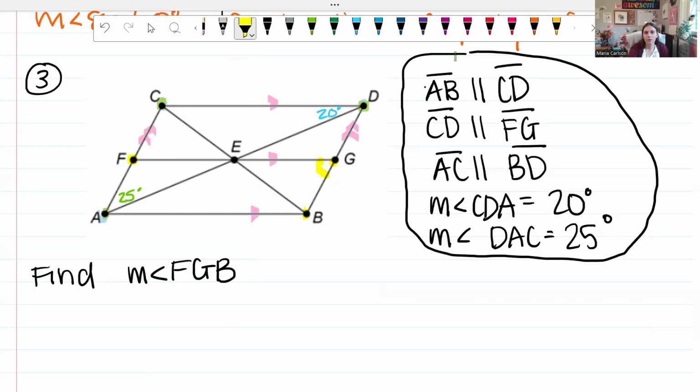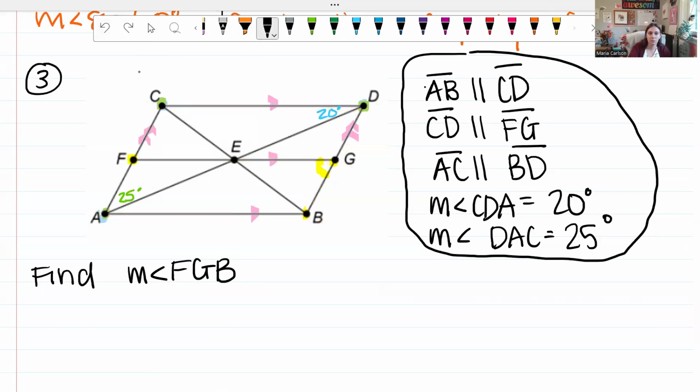Well, I know this top line is parallel to this bottom line, right? Which is parallel to this middle line. So all three of these lines are parallel and they've been intersected by a transversal. So this angle FGB has to be congruent to CDB, this entire angle, by the alternate angle theorem. So that's what I'm going to use to help me on this problem.